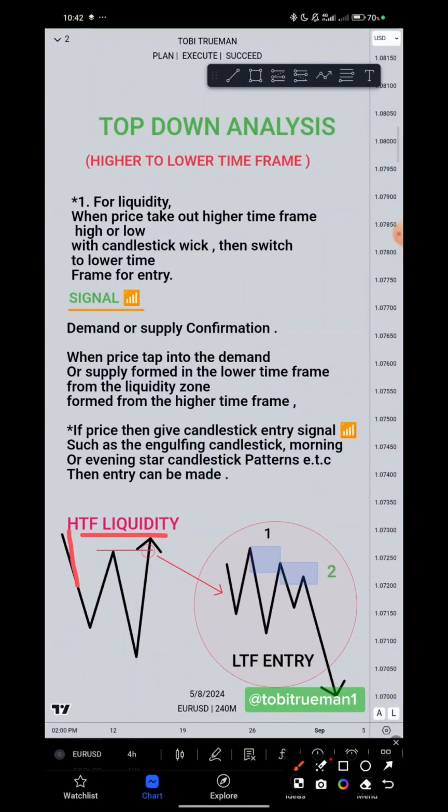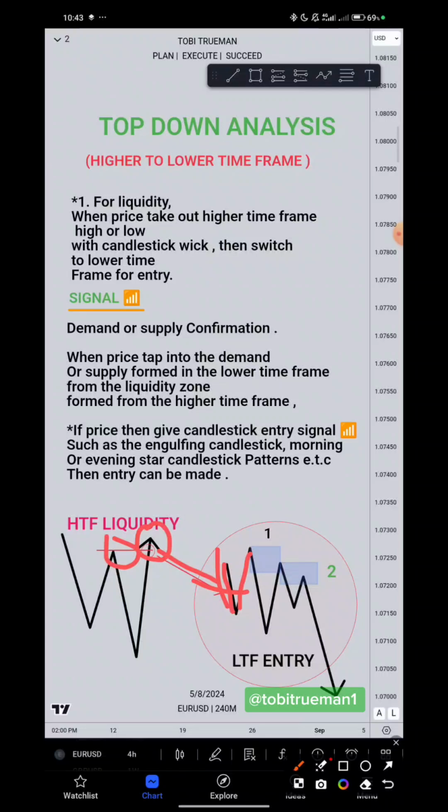Let's say this is the weekly time frame. Price was selling, making this pullback, then maybe price now came to this lower high point, then it caused liquidity there, whereby the candlestick that took the previous higher high is now with a wick. Okay, then we can switch to a lower time frame, and by the time you switch to the lower time frame, you will see price is trying to make upward movement.